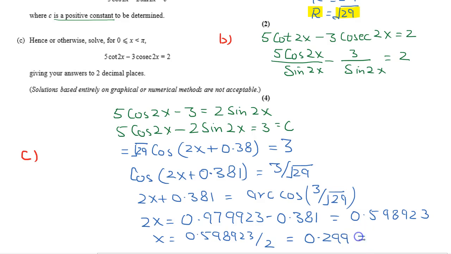So x is equal to 0.299. Up to 2 decimal places it will be 0.30, because the range is from 0 to pi. So we have one more value in radians, that is 2.842, so we'll write just this value.